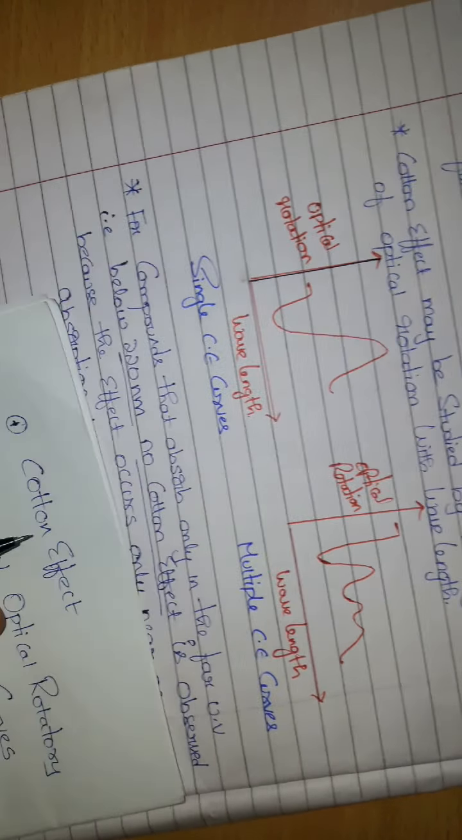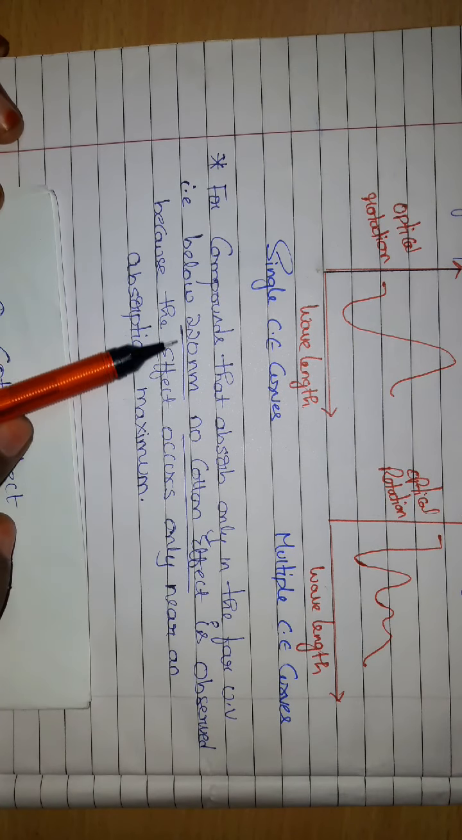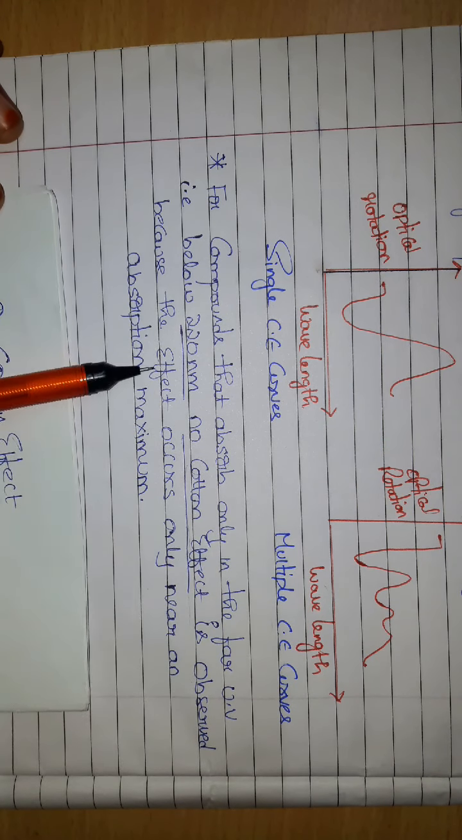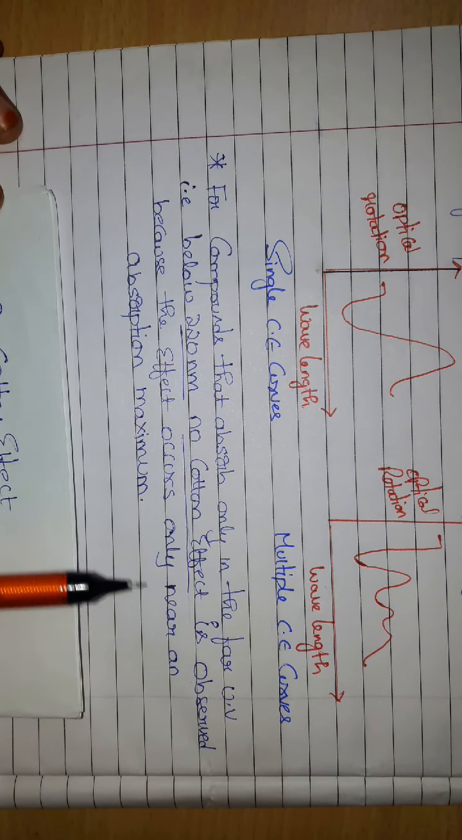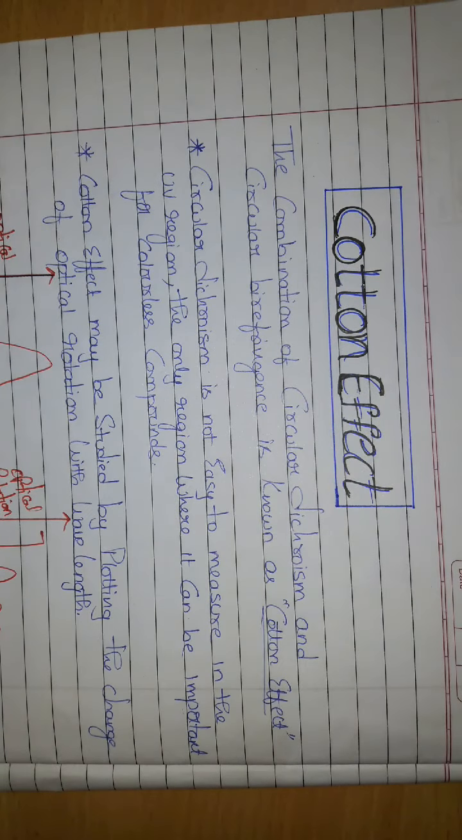For compounds that absorb only in the far UV, below 220 nanometers, no Cotton effect is observed, because the effect occurs only near an absorption maximum. So, this is all about the Cotton effect.